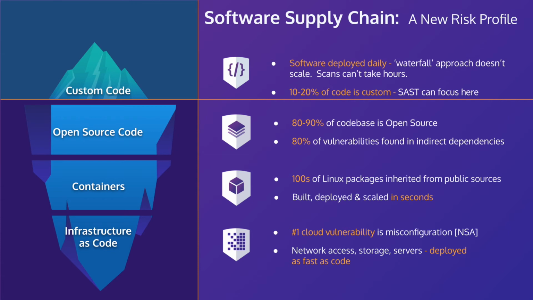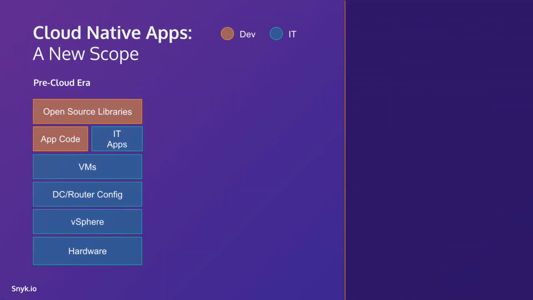It needs to work with developers to scale, and it can work faster if it's only focusing on the 10 to 20% of code that is custom code in the application. And what constitutes an application has changed as cloud deployment has transformed more of what was traditionally infrastructure to code with different needs, ownerships, and responsibilities to secure it.